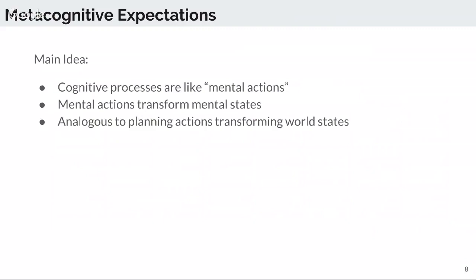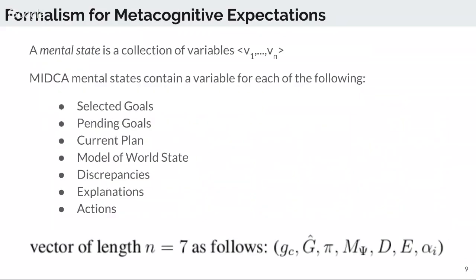The main idea here is that we can treat cognitive processes like mental actions. This is the idea of drawing an analogy from planning actions and world states to mental actions and mental states. A mental action is something that transforms one mental state to another one. So what is a mental state? In MIDCA, Mike mentioned that MIDCA's memory is kind of weak. For now, we have a dictionary with certain kinds of variables that store data in memory. So a mental state for our purposes is a collection of variables.